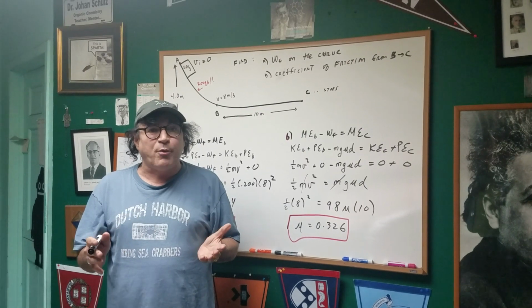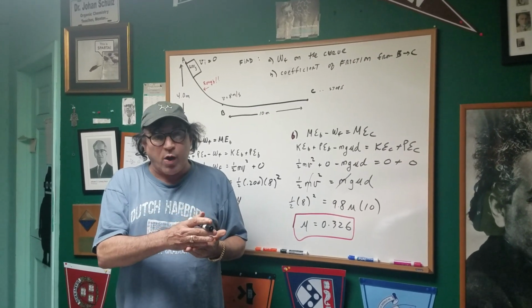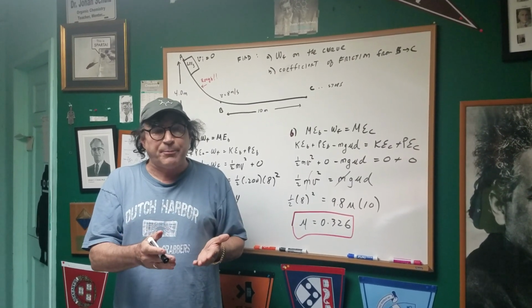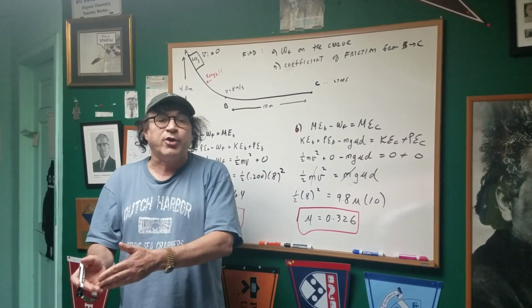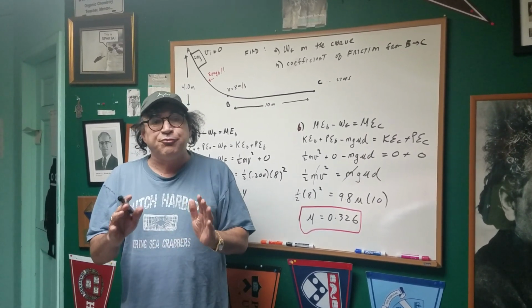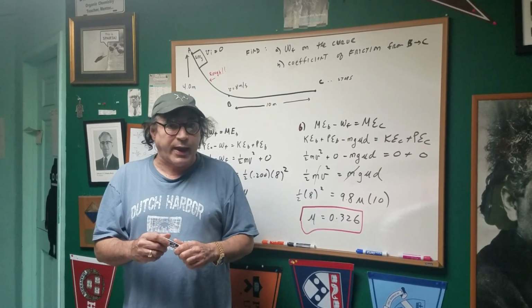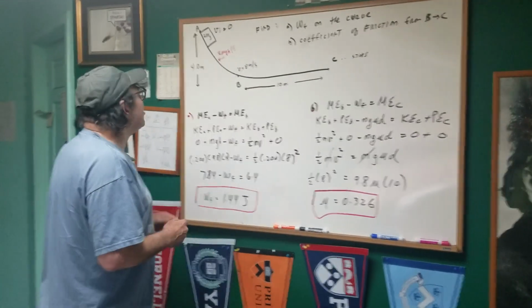If we compare 2 points, the mechanical energy at one, which is the sum of the kinetic and the potential, is the mechanical energy at the second point. If there's friction, then all bets are off the table, and that's not true. Let's take a look at a problem.